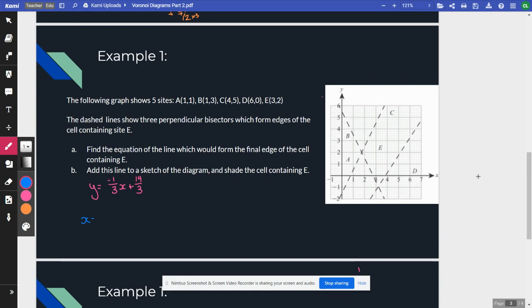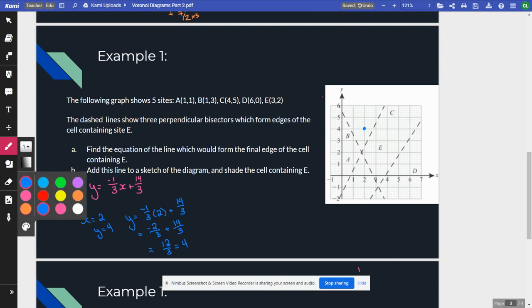So let's let x equal 2. So then we're going to have y equals negative 1/3 times 2 plus 14/3. So this is going to equal negative 2/3 plus 14/3. So remember, when we add a negative to a positive, this is like subtracting. So we're going to have 12/3, which just equals 4. So when x equals 2, y equals 4, we can put a dot there.